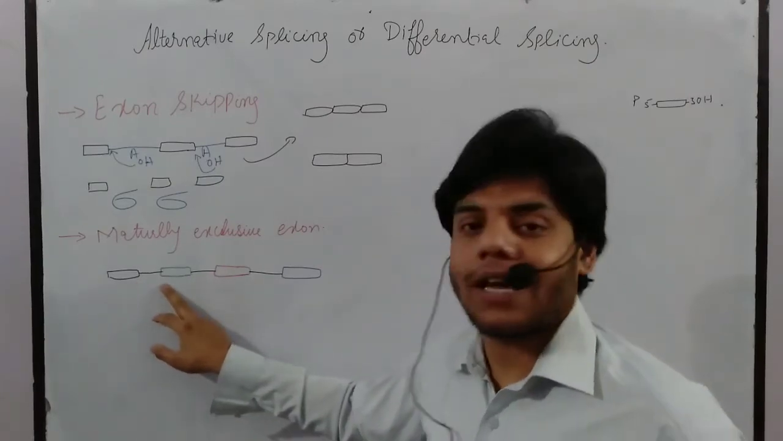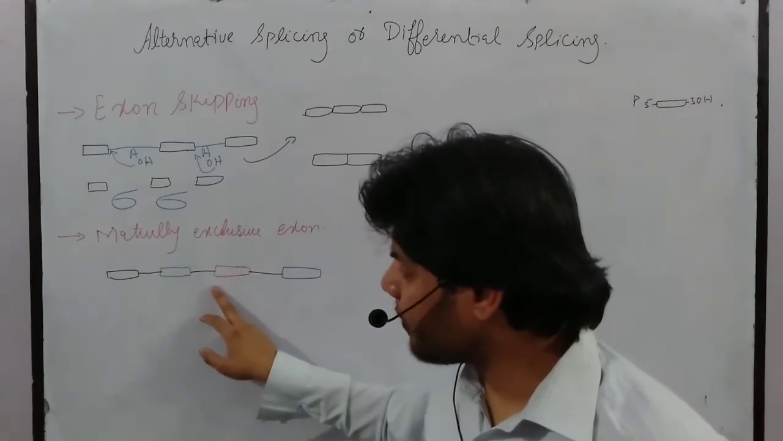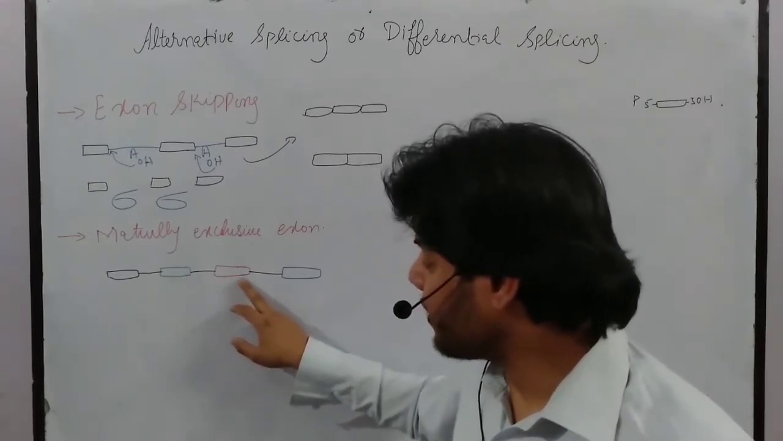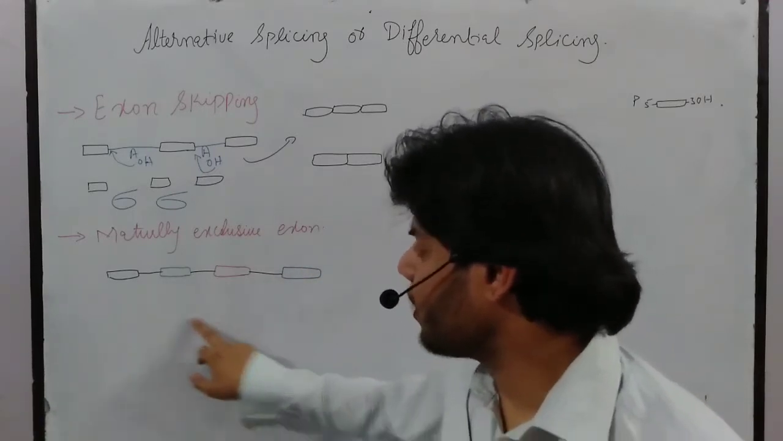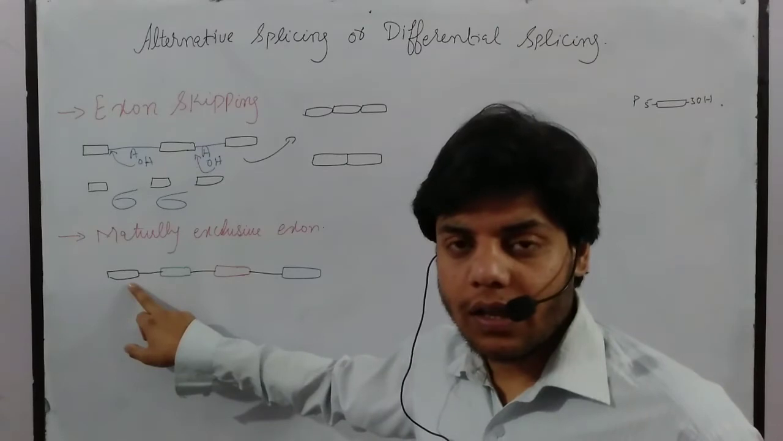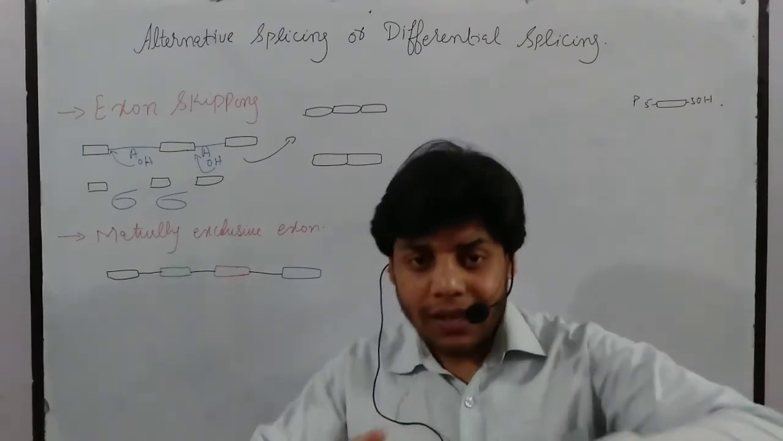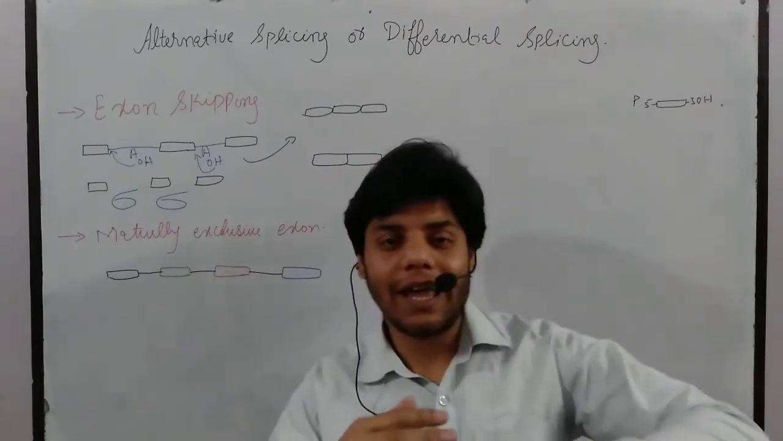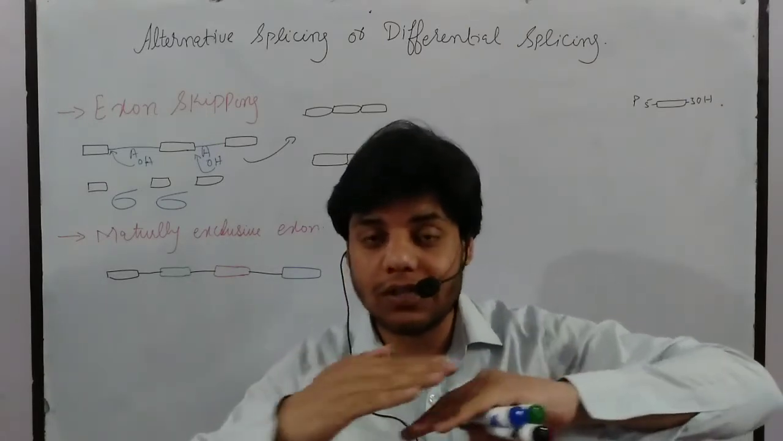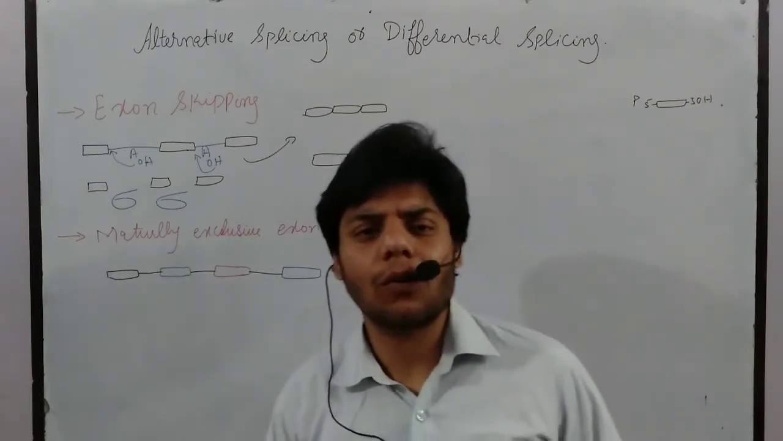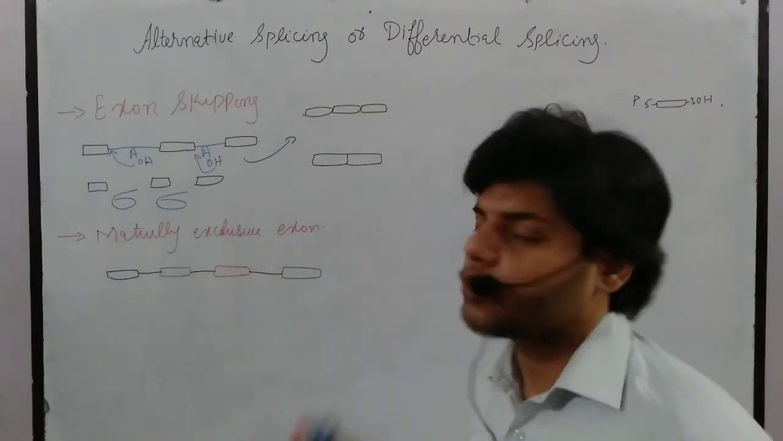Rather, this exon will join with the third, and this third will sometimes join with the second. Instead they will join with the fourth, and sometimes this fourth one will join with the first, and sometimes this first will join with the third, except this second. So when this process occurs, the exons will be connected with each other, but not sequentially. They will just be connected alternatively. So this is called mutually exclusive exon.